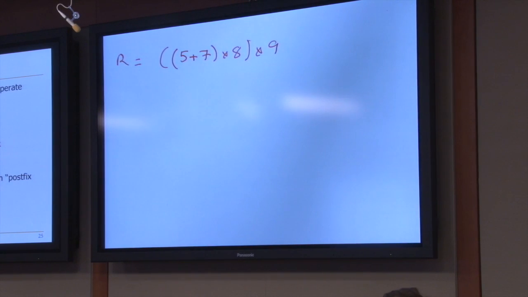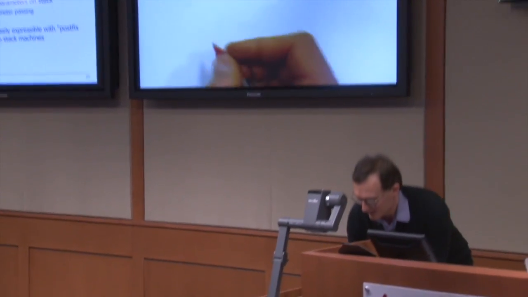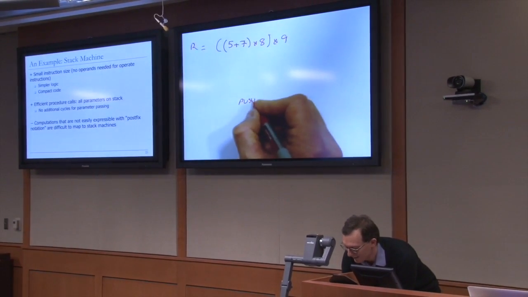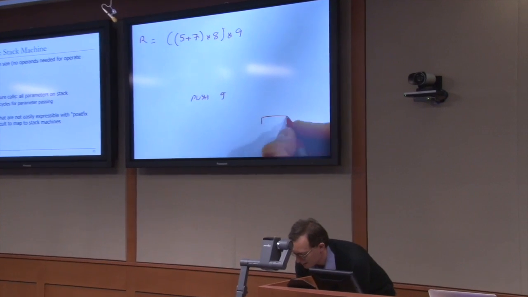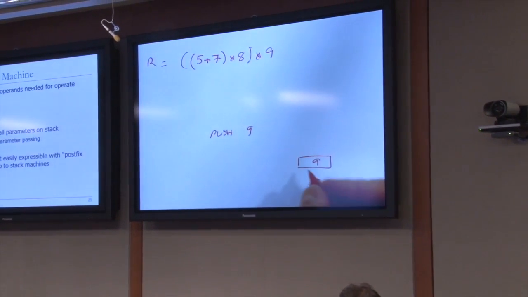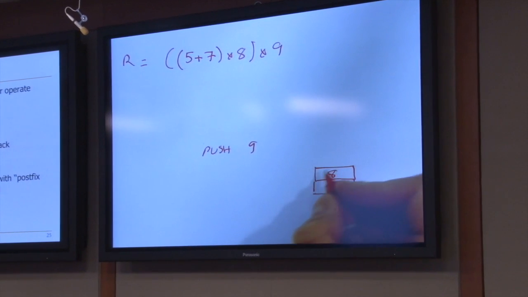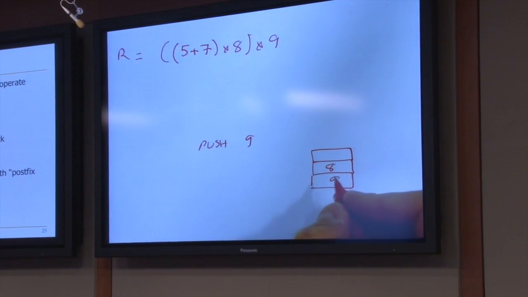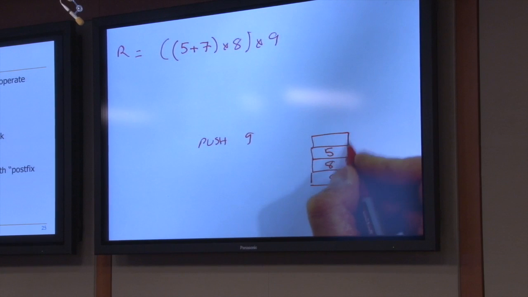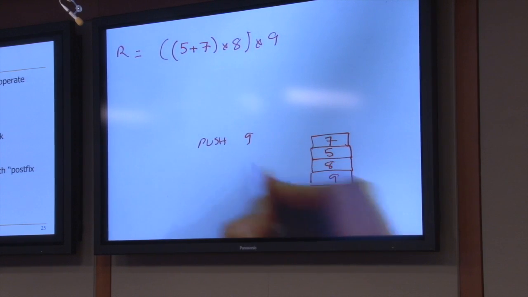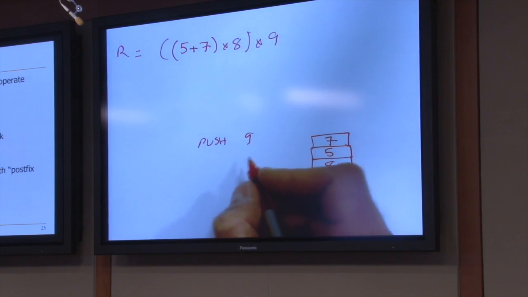How do you do it? What do you push first? Somebody said push 9. Yeah, you push 9, right? Because that's the last computation you're going to do. Okay? So you push 9 on the stack, and so now your top of stack is 9. And then you push 8 on the stack, right? And then you push, I guess, either 5 or 7 on the stack. Let's say 5, and then 7. Is that right? Okay.